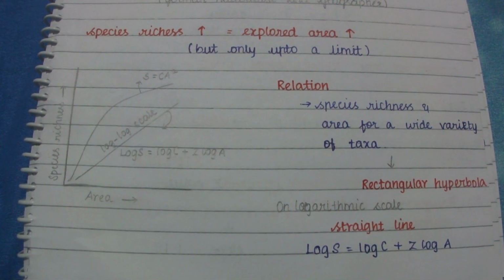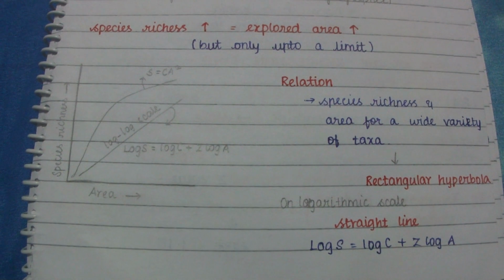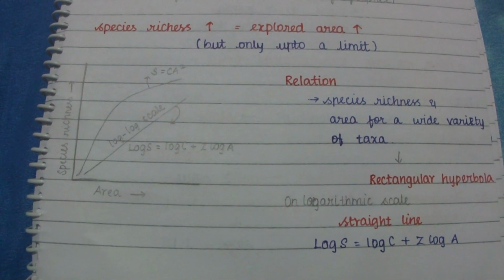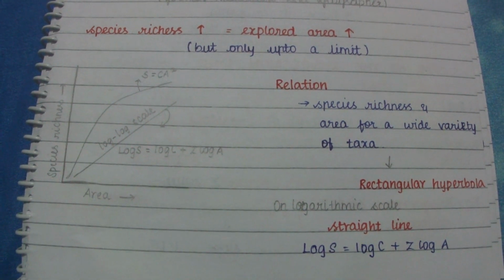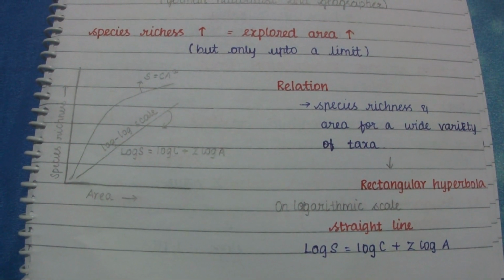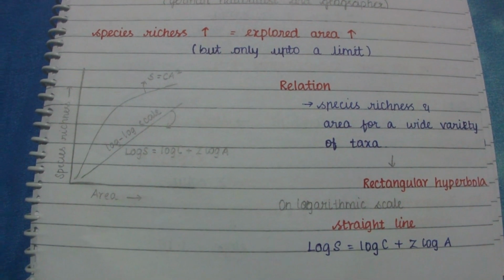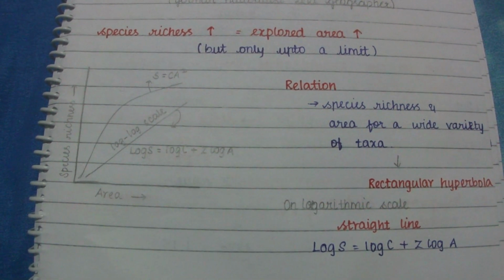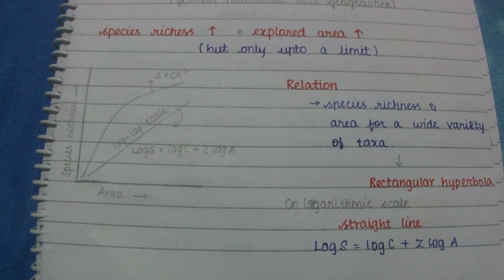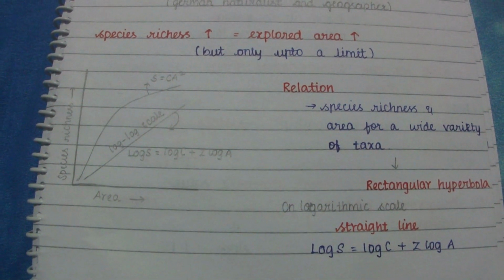The wide variety of taxa includes angiosperm plants, birds, bats and freshwater fishes. Here the relationship between the richness and the area of a wide variety of taxa turns out to be a rectangular hyperbola. But on a logarithmic scale, the relationship comes out as a straight line.